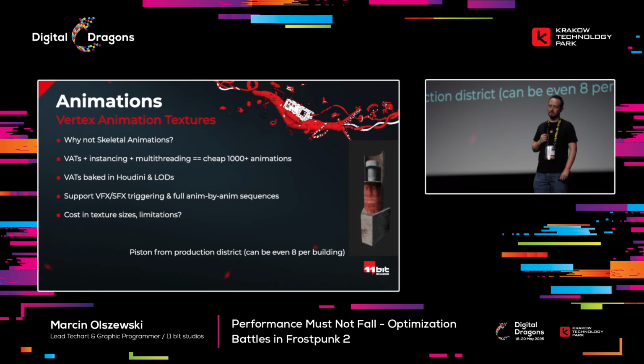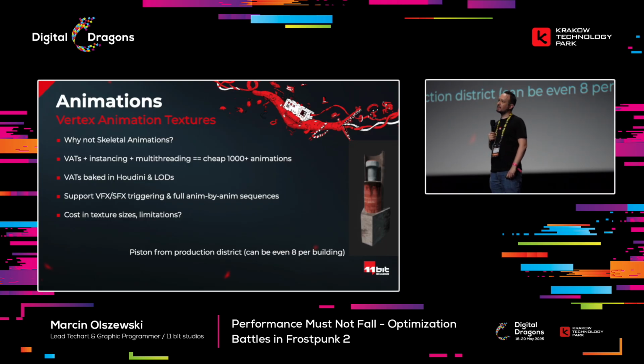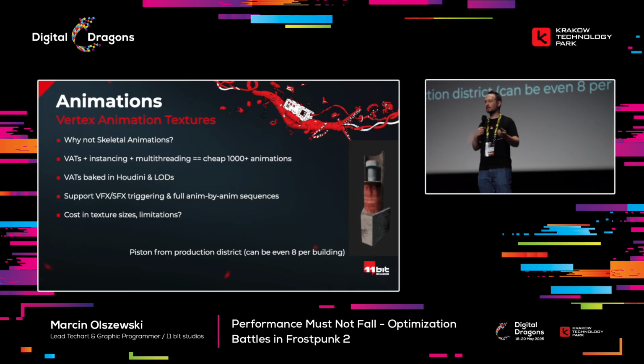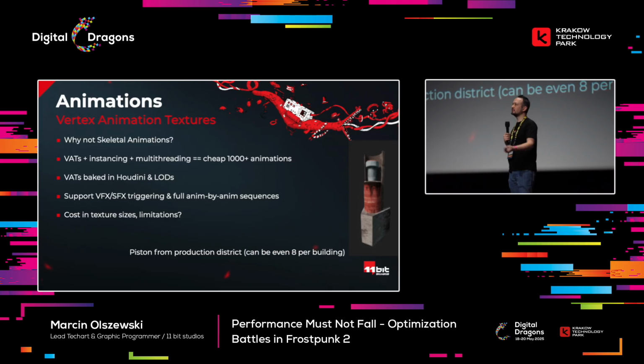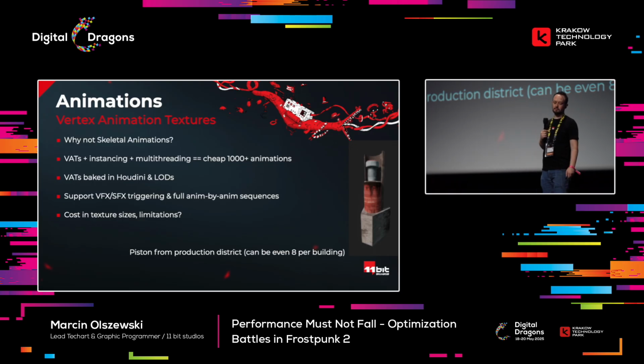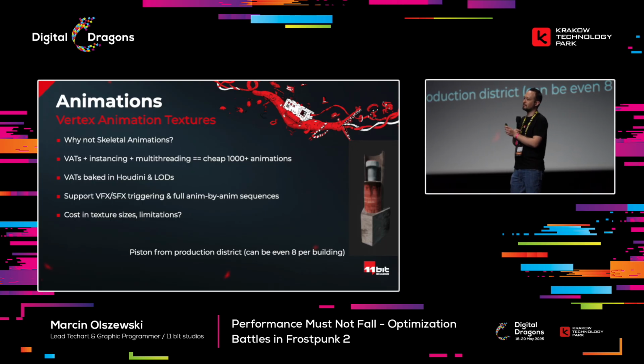But what's the cost? First cost is, of course, memory. The more animations you have, the bigger the cost is, and it's quite hard to get rid of it from memory. If you are looking at the whole scene and all buildings are animating, you cannot unload it. You cannot compress it because VAT animations don't like compression. So it comes with some limitations unless you don't care about memory.